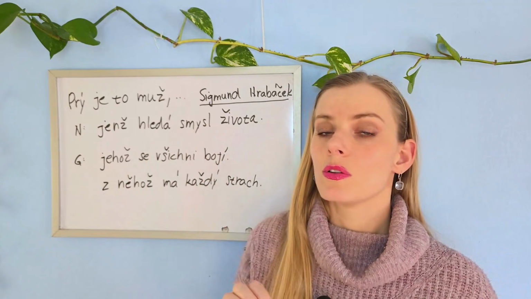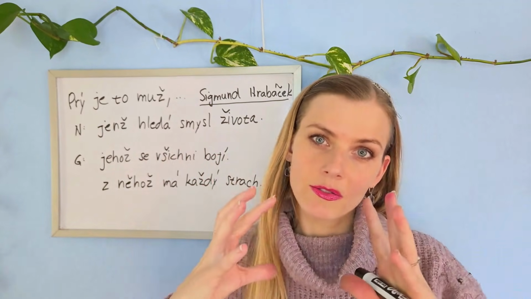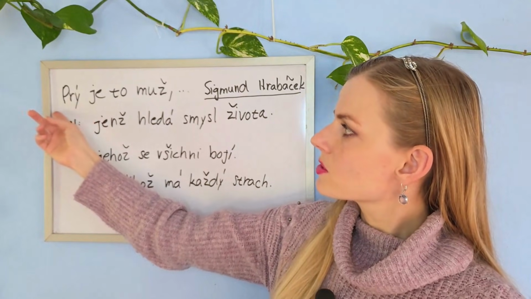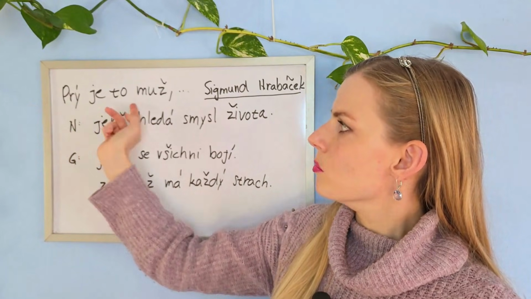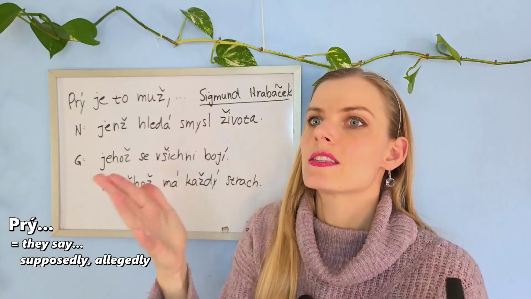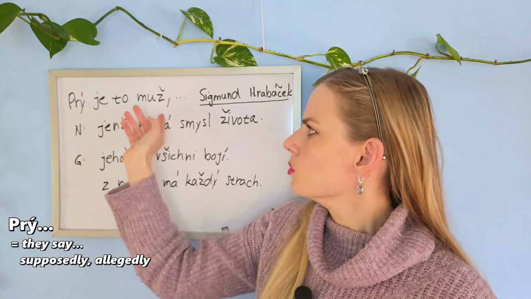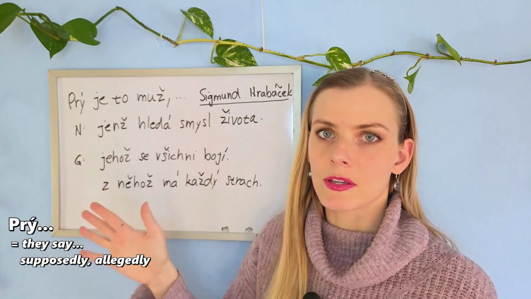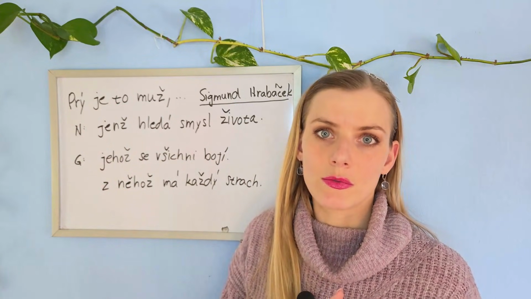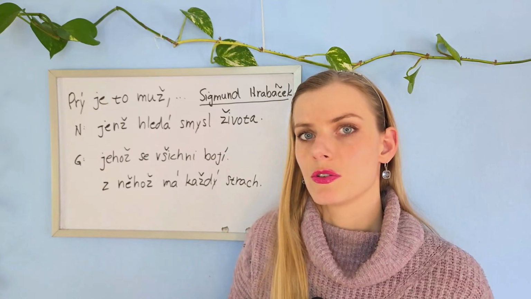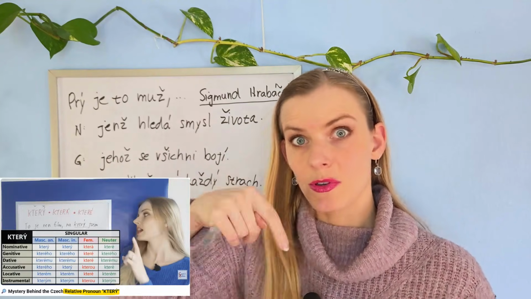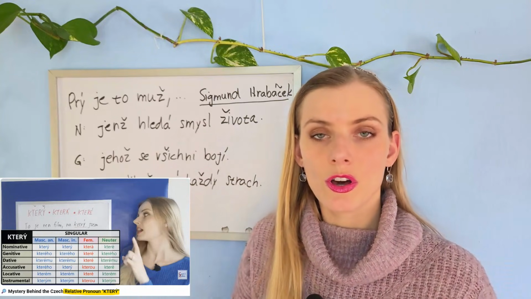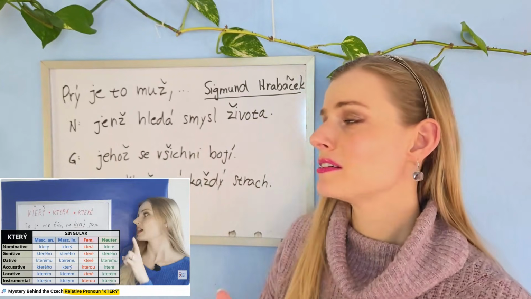Those phrases will all include this relative pronoun jenž in different cases. All the statements will start with "prý je to muž". Prý means they say, like allegedly. Prý je to muž. They say he's a man who does something something. If you are not sure how který works, you have to watch my video here. The link is here or below the video. Because I will not really talk about how it connects the clauses. I'm trying to make it brief here.